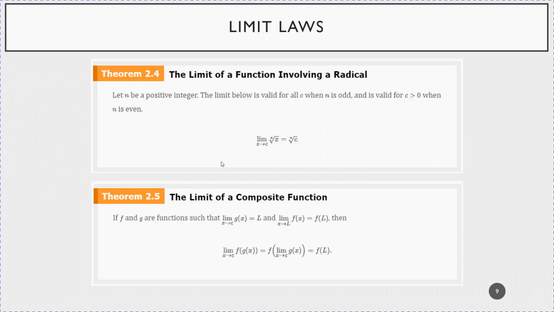Okay. So now let's look at limits involving a radical. Let n be a positive integer: 2, 3, 4, etc. The limit below is valid for any c when n is odd, so it can be a negative number, and valid for c greater than 0 when n is even, because you can't have a negative under a square root. So the limit as x goes to c of the nth root of x, you can just plug it right in. So again, just plug it right in.